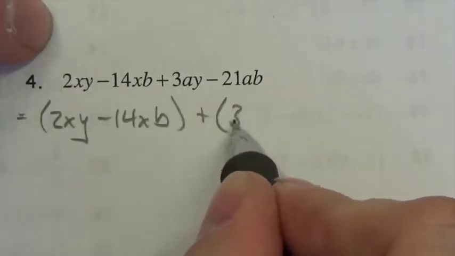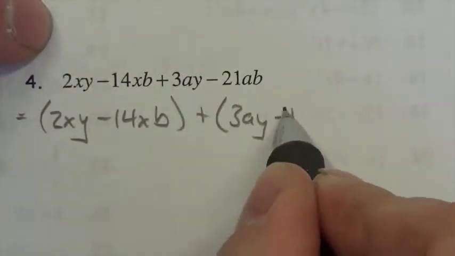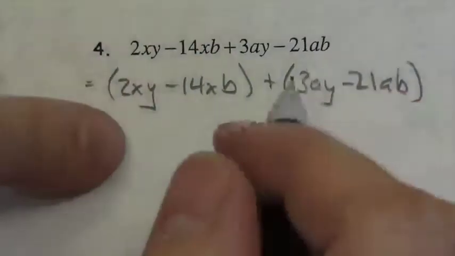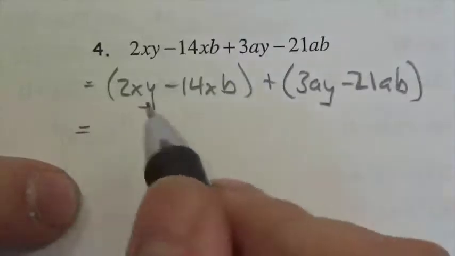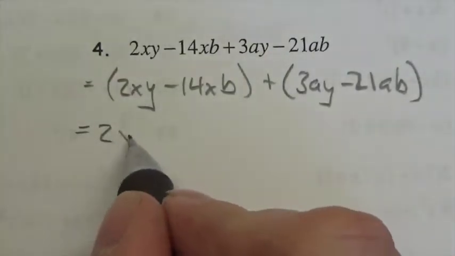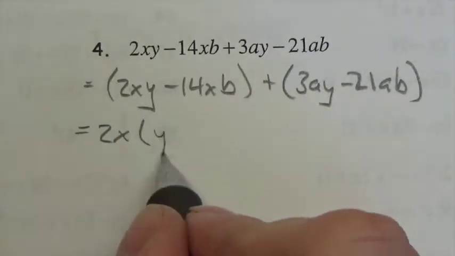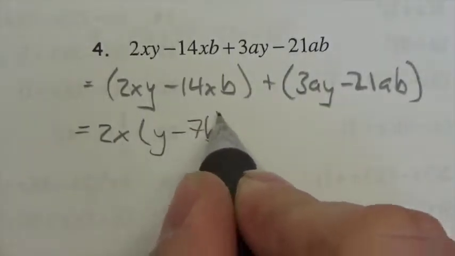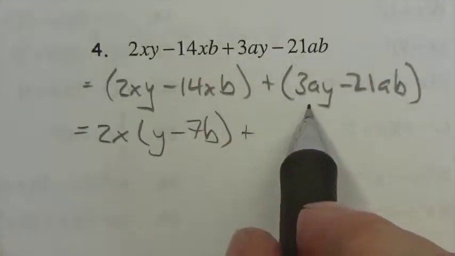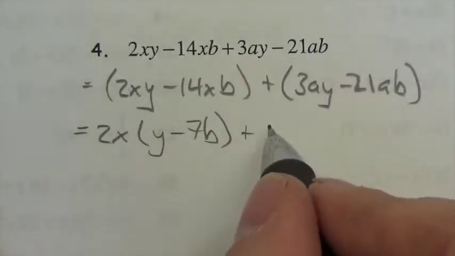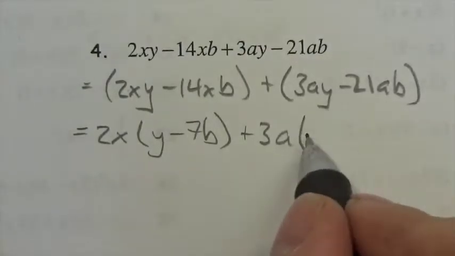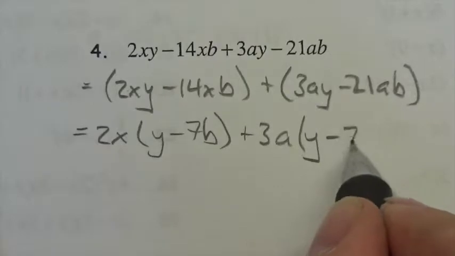Big old plus sign, parentheses around the last 2 terms. Now, what is common to those first 2? Well, between the 2 and the 14, there's a common factor of 2. And I can see that there's an x in both, and that leaves me with y minus 7b. Over here, between 3 and 21, there's a common factor of 3, and then there's an a in both. When I take that out, I'm left with a y minus, same thing, 7b.